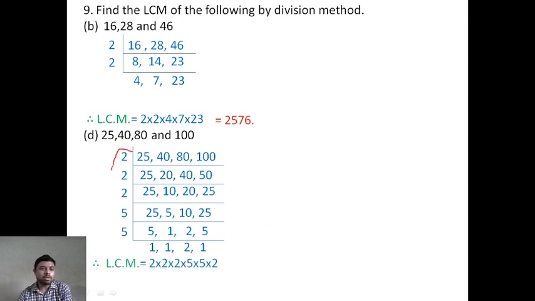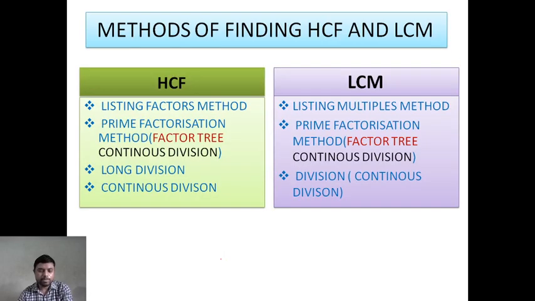Okay, so now write the LCM. So the product of these numbers and the remainders also: 2, 2, 2, 5, 5, and here also 1, 2. Okay, so do this multiplication. The answer is 400. Is it clear, my dear student?